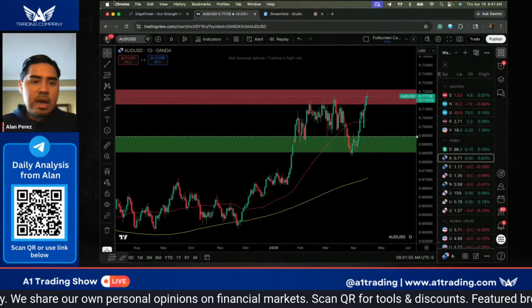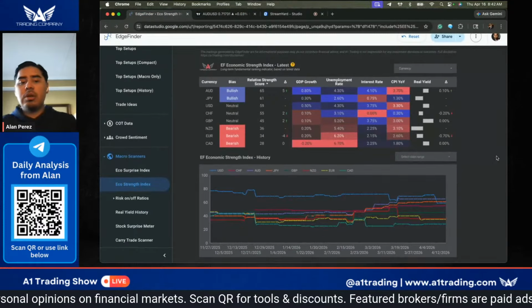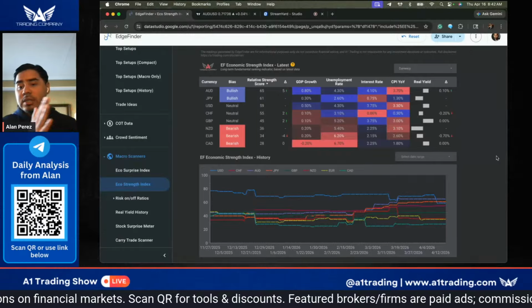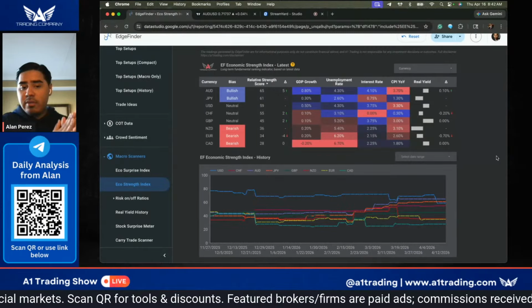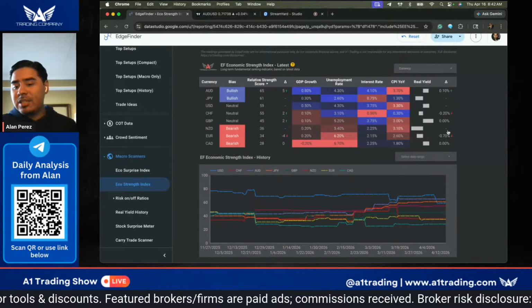So I do like that. As far as the EdgeFinder confirmation goes, you do have the strength index here for the currencies, and the Australian dollar is very bullish here. It's at the top of that list. So I do like to see that. And also, it's actually getting progressively better.